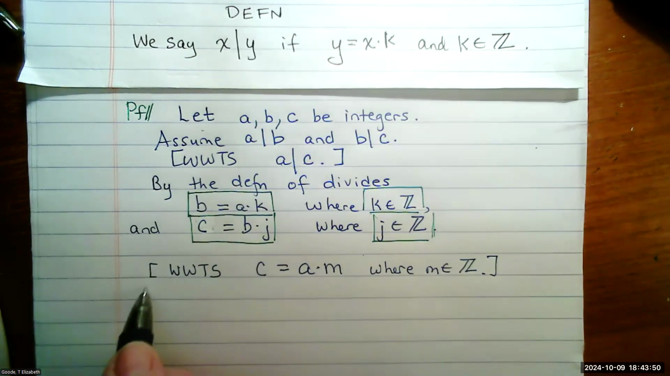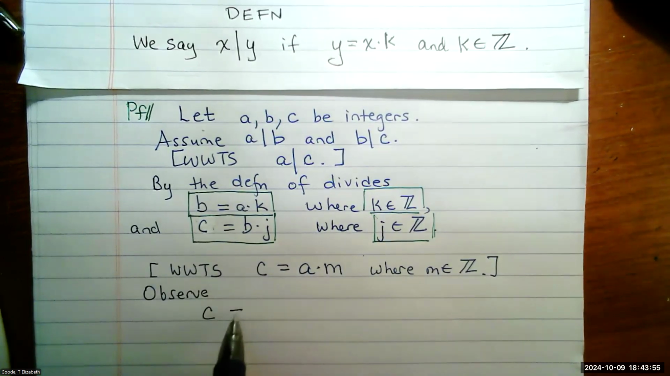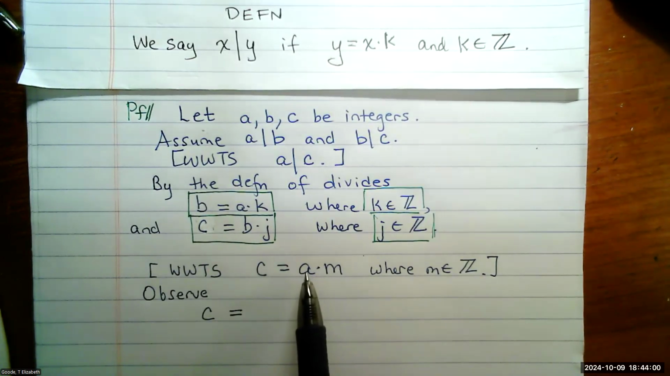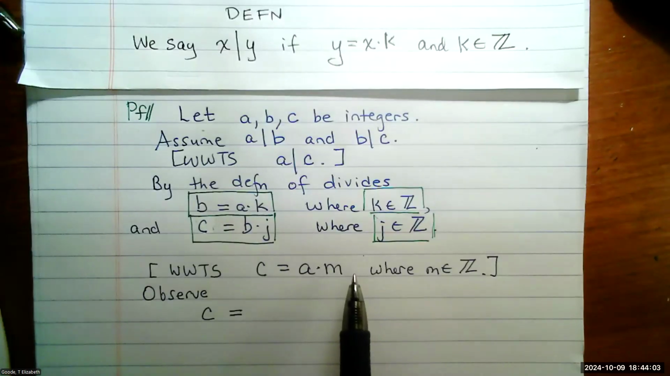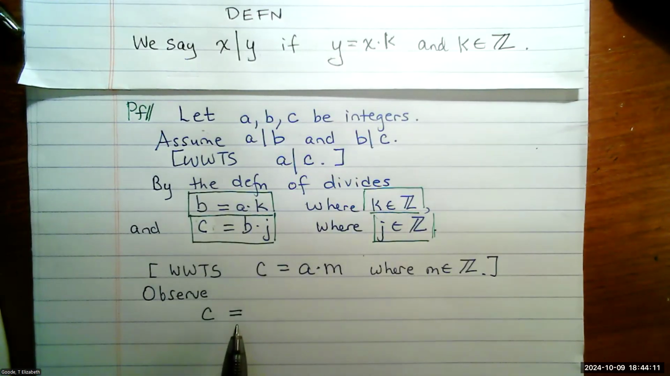So let's take a look at C and let's see what we can do with it. No pun intended. So we want to get C looking like A times an integer. All right. So what do we have right here in our proof money that we can use to substitute in for C? C is equal to A times K times J. Wow, you're a step ahead of me. Do you mind if I do that in 2 steps? Good job. Well, first, C is equal to B times J.